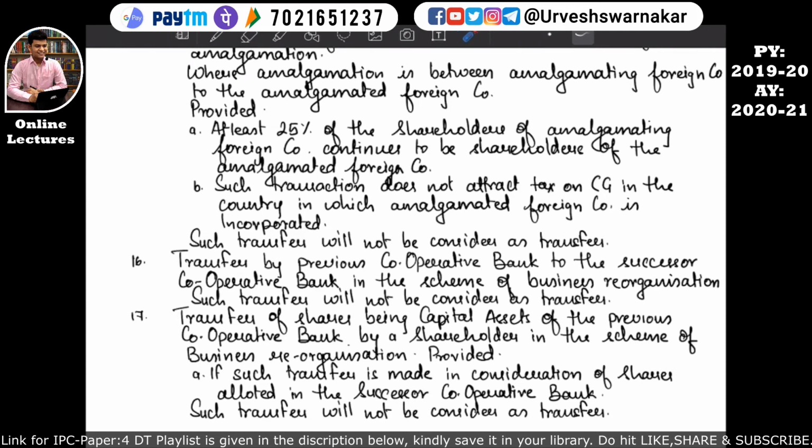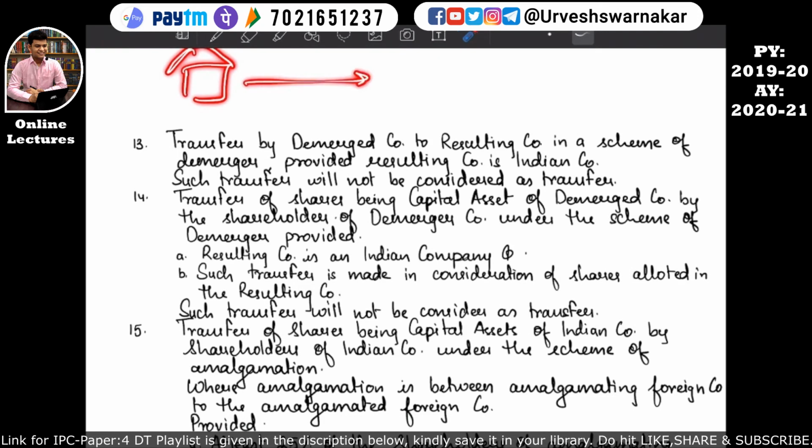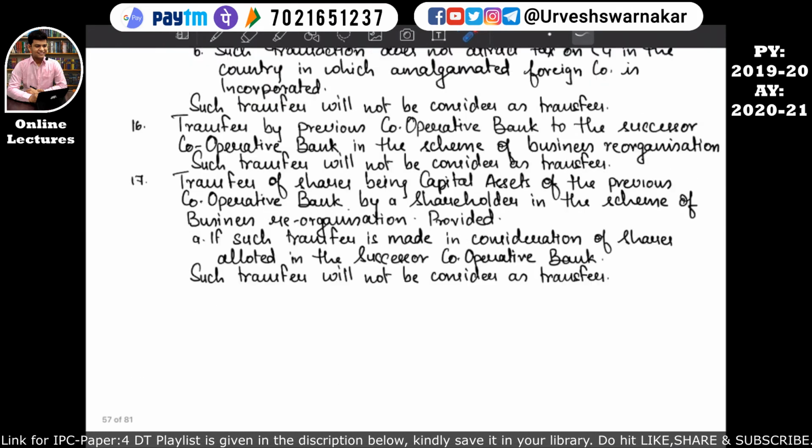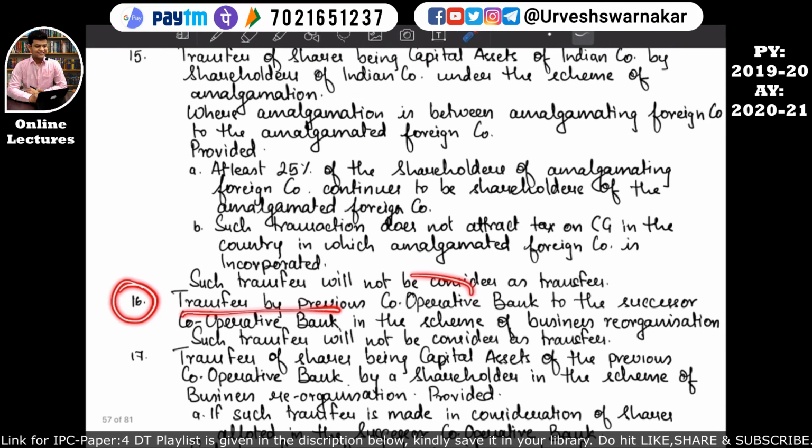What does point number 16 say? Transfer by the previous cooperative bank to a successor cooperative bank in the scheme of business reorganization, then such transfer will not be considered as transfer. So understand this, there is an old bank, and this old bank is getting converted or reorganized with a new bank. Whatever transfer has taken place between the old bank and the new bank will not be considered as transfer, and this old bank will not need to calculate capital gain. I hope this is quite clear to you all. So that is what is given in point number 16: transfer by the previous cooperative bank to a successor cooperative bank in the scheme of business reorganization will not be considered as transfer.